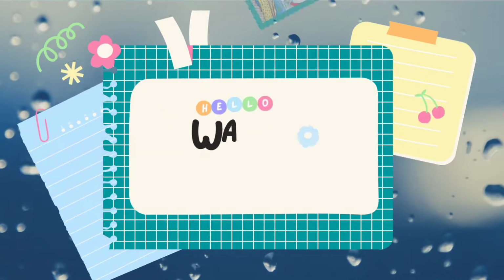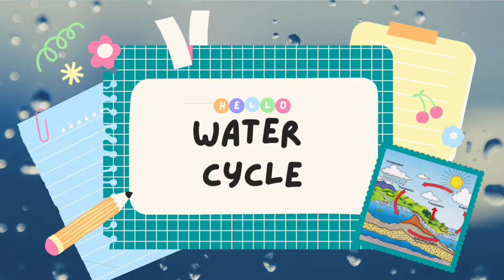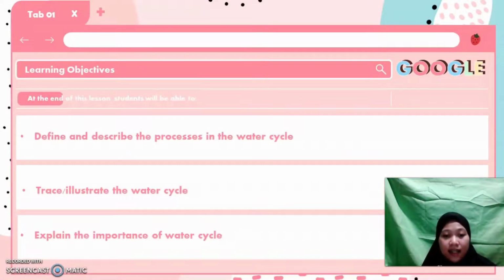In this video, we will be discussing the hydrologic cycle, also known as the water cycle. Note that at the end of this lesson, the students will be able to define and describe the processes in the water cycle, trace and illustrate the water cycle, and explain the importance of the water cycle.